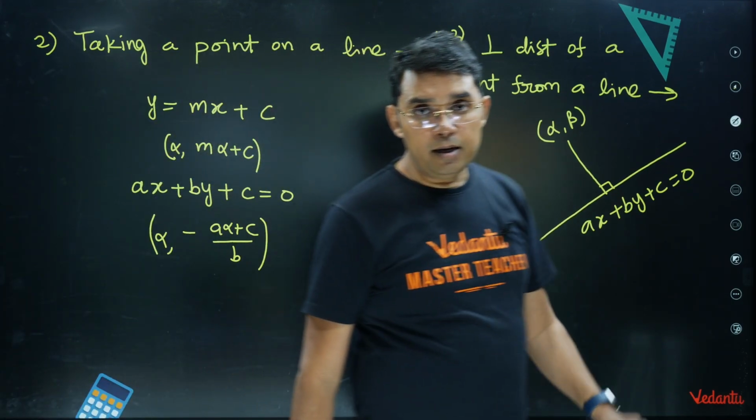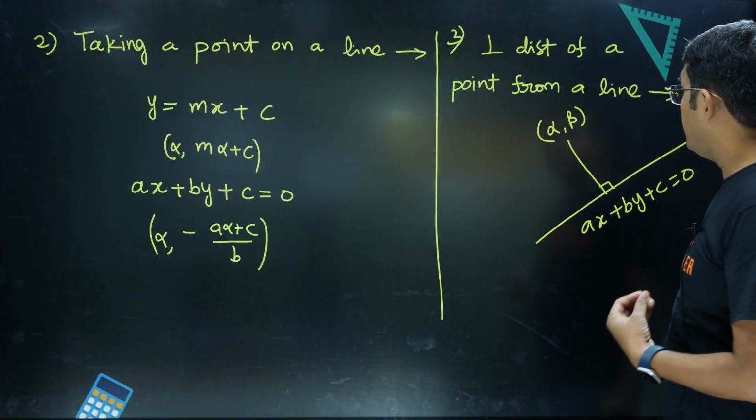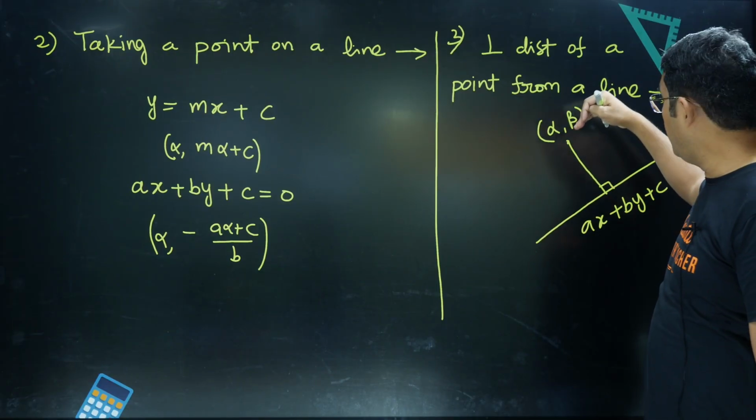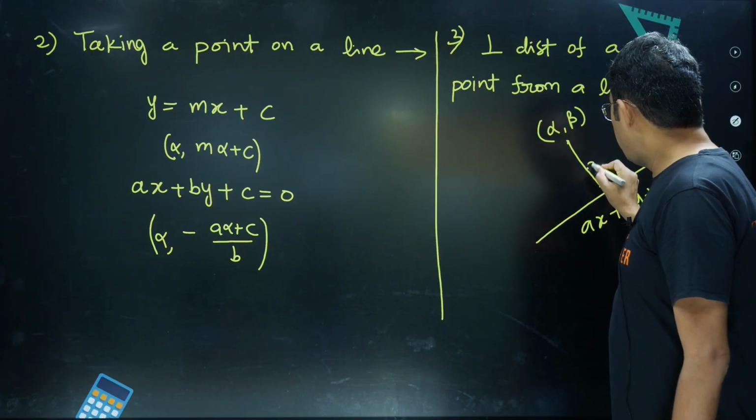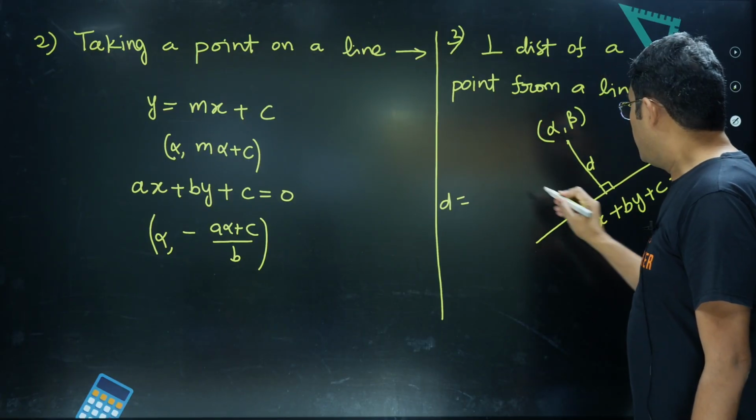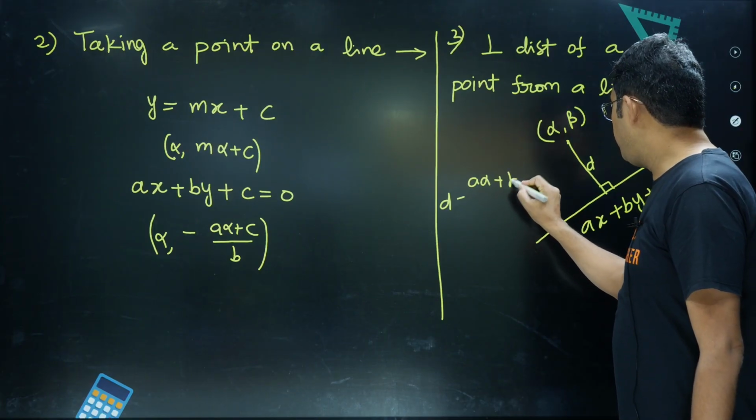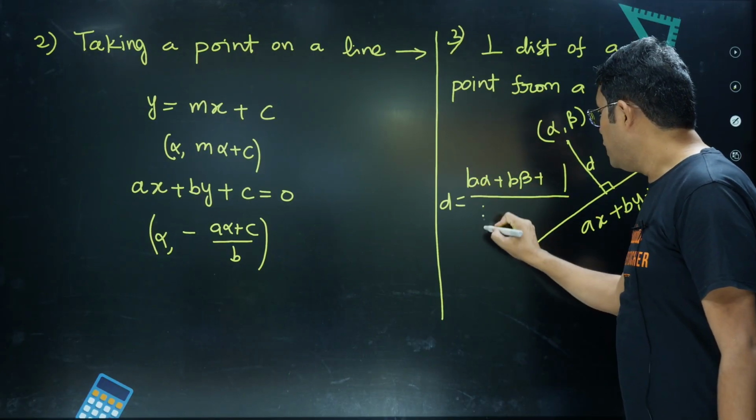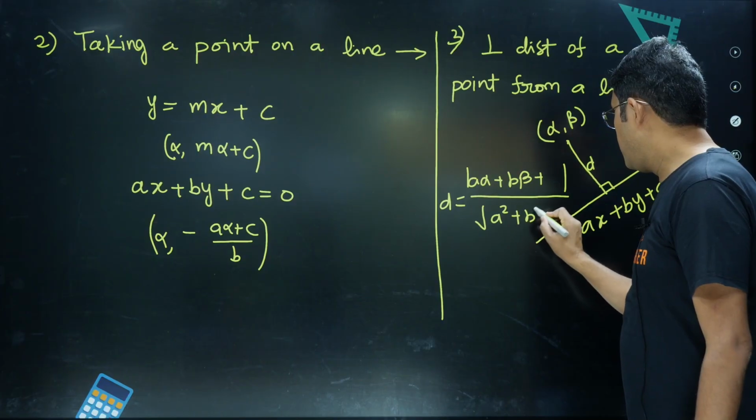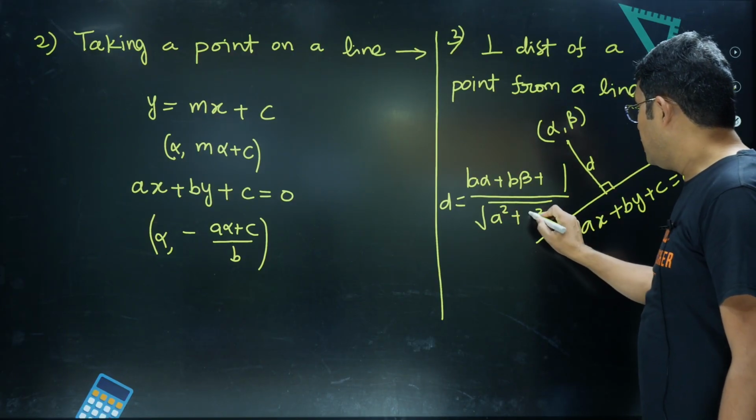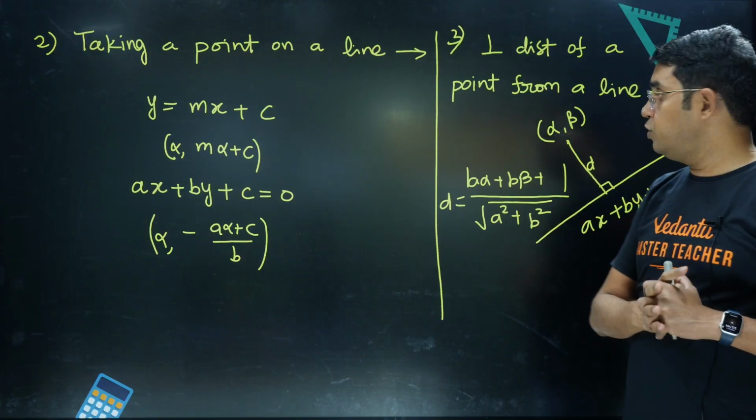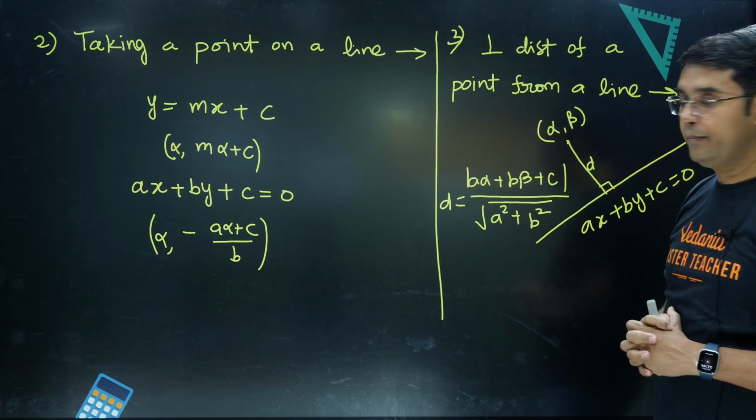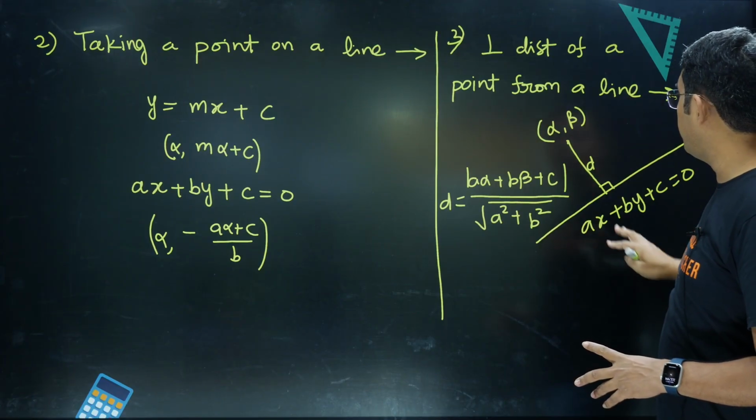Then another thing, the perpendicular distance of a point from a line. If you are given a line and you need to find the perpendicular distance from a point, then the distance d is given directly as mod of a alpha plus b beta plus c, whole divided by the square root of a square plus b square. Dear students, these results are a must. You need to know this. Otherwise, you cannot do those questions where these results are required. So this is the perpendicular distance of a point from a line.